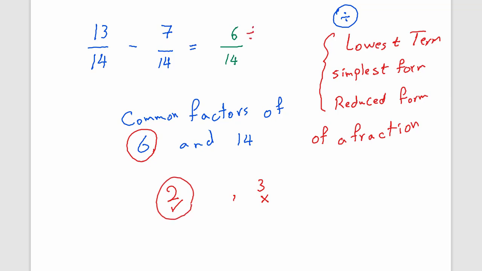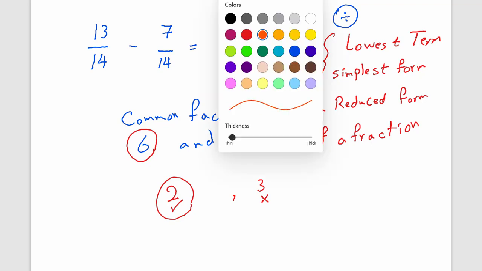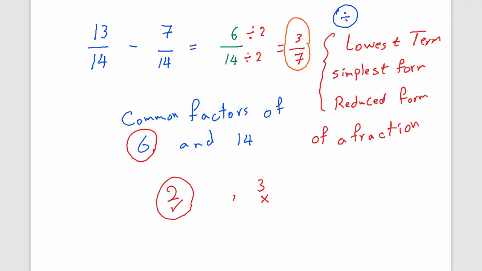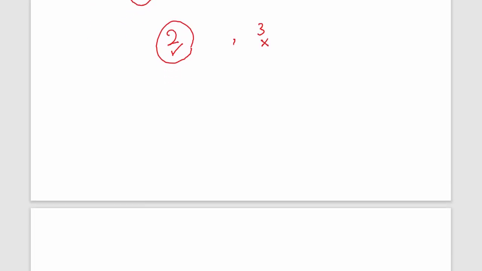I will divide by 2, both numerator and denominator. And 6 divided by 2 equals 3. And 14 divided by 2 equals 7. So the lowest term for this fraction is 3/7. And we use the lowest term to use numbers less than the numbers that we have in an equivalent fraction. How to get an equivalent fraction? Using division. Okay, I will move down and I will write another one.